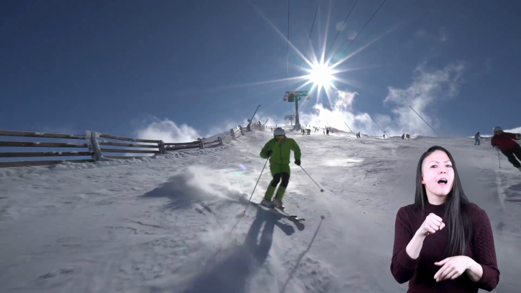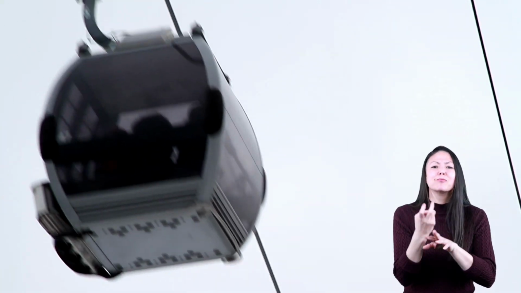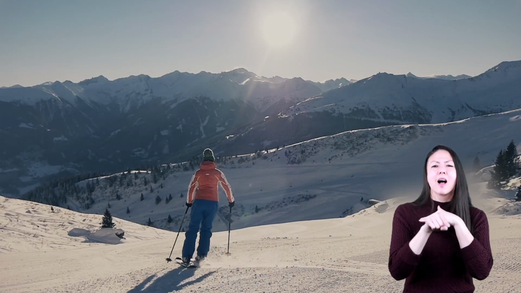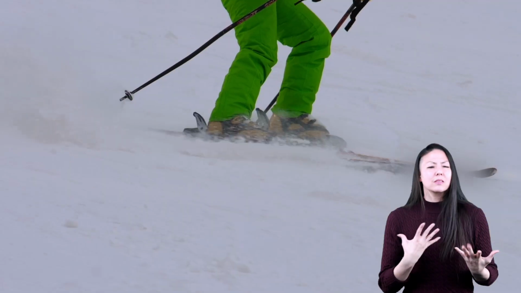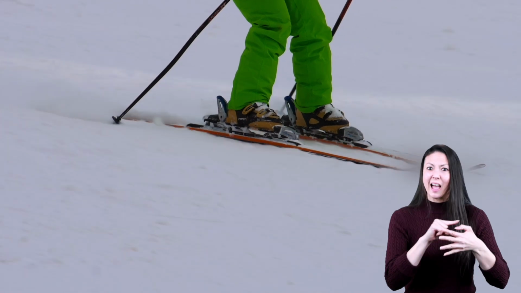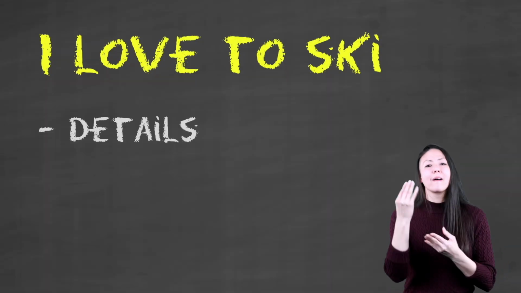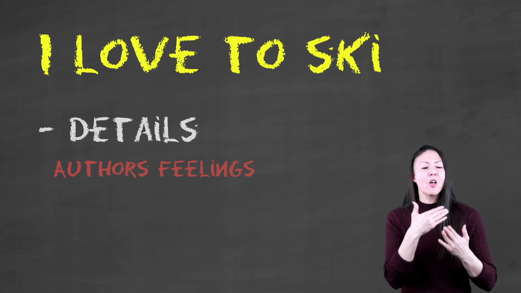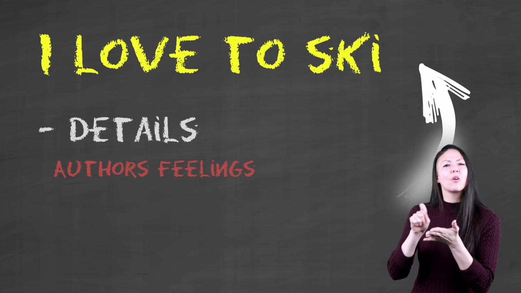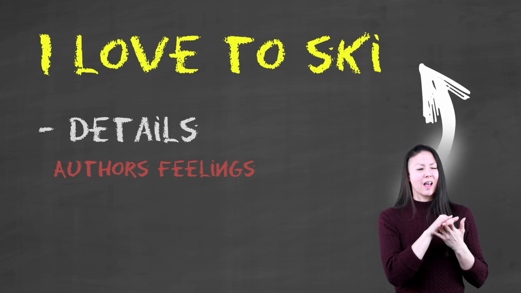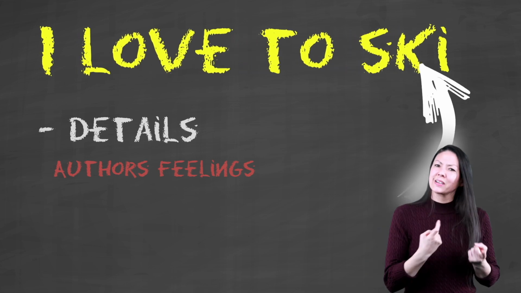I love racing down the mountain and riding the chairlift back up. I love feeling the wind race past me as I soar down the hill. I love the feeling of the soft snow as my skis glide over it. The details in this story include information about the author's feelings while skiing. All of those details support the author's main idea. They help convince us that the author truly does love to ski.